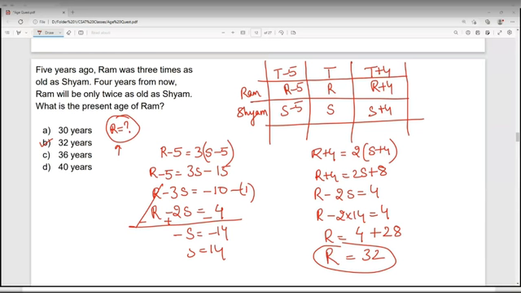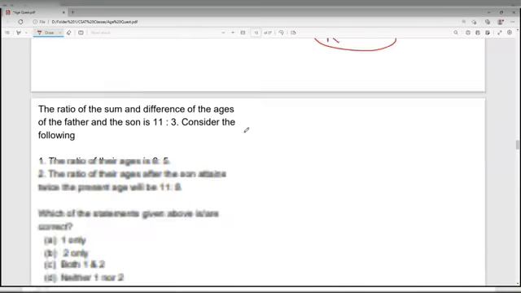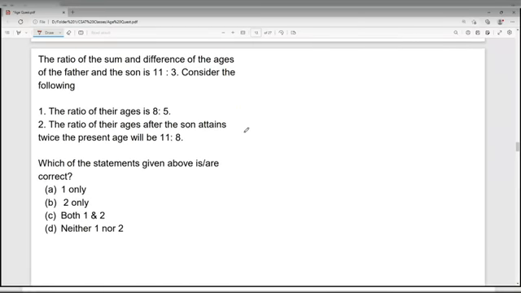So we'll move on to the next question if others don't have any other queries. So we'll move to the next question. Yeah, this is the next question. Please take 3 minutes to solve this question.